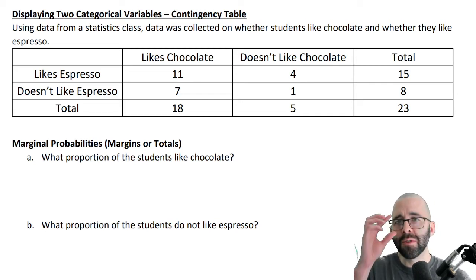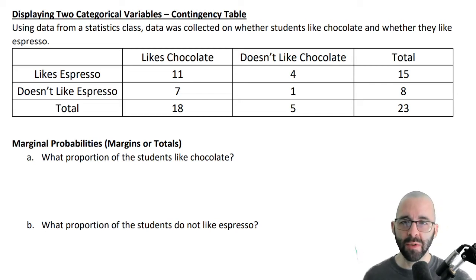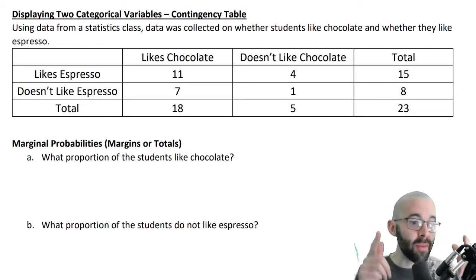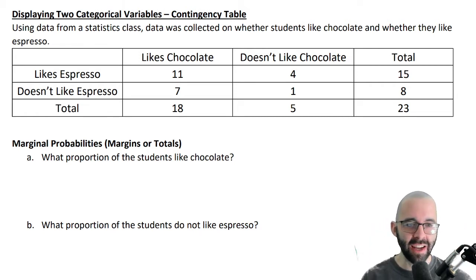In this video, we're going to introduce another way of looking at categorical variables when there's two categorical variables, and that's a contingency table. And we're also going to kind of sneak in some other probability topics that are going to be coming later on in this quarter.